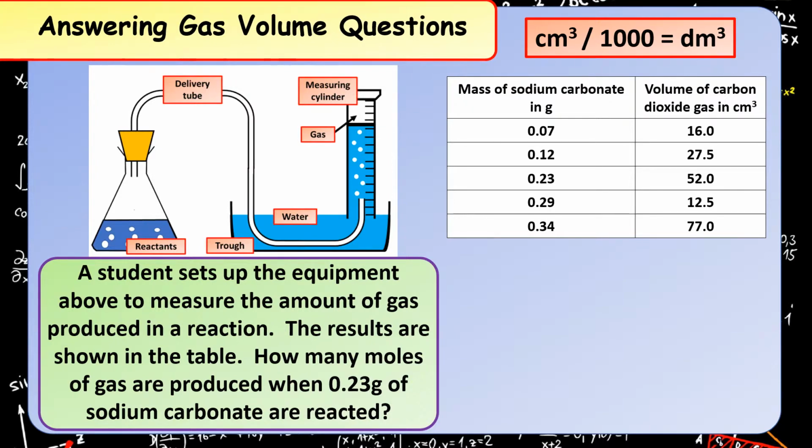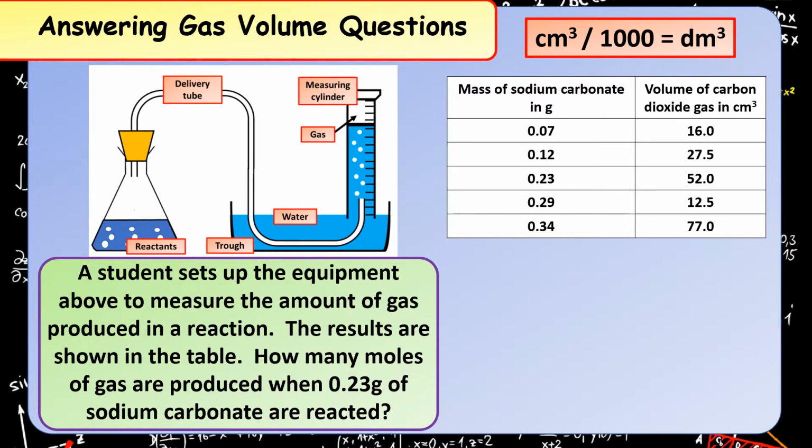The final set of questions that I want to look at looks at getting some data out of a table. So the question goes, the student sets up the equipment above to measure the amount of gas produced in a reaction. The results are shown in the table. If it's talking about the results being shown in the table, make sure that you go and have a good look at the table. How many moles of gas are produced when 0.23 grams of sodium carbonate are reacted?